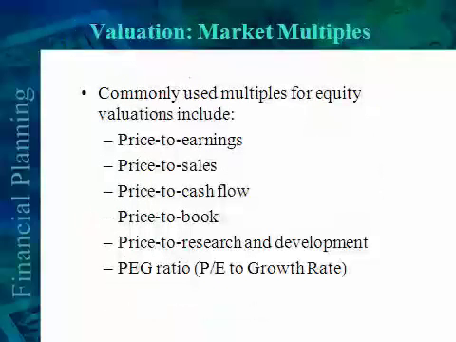Commonly used multiples for equity valuations include price to earnings, price to sales, price to cash flow, price to book, price to R&D, or the PEG ratio. These multiples are generally good measures for established companies and industries. But what about companies without any earnings or sales? What happened when internet companies appeared on the scene with no cash flows or earnings?